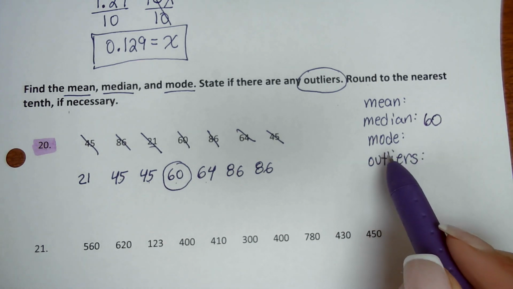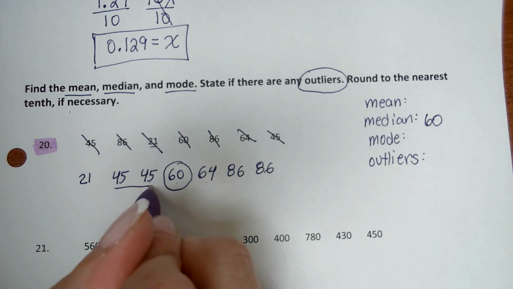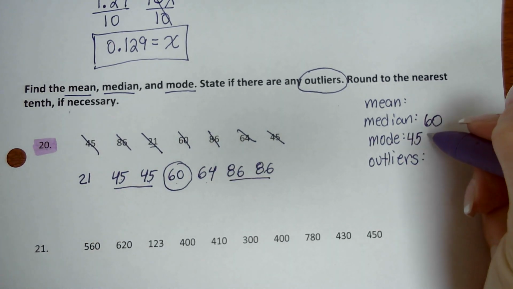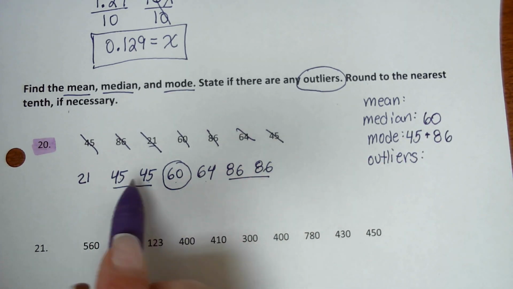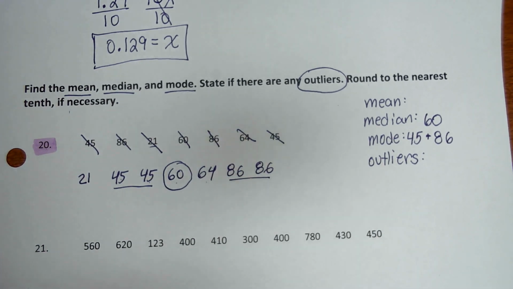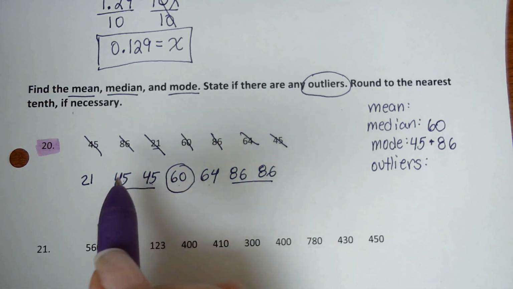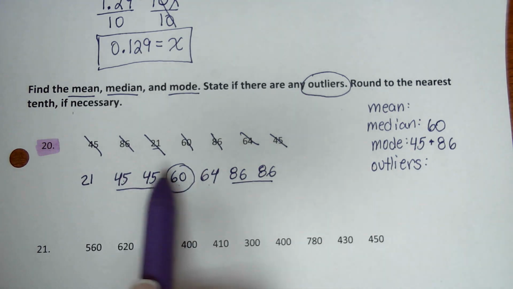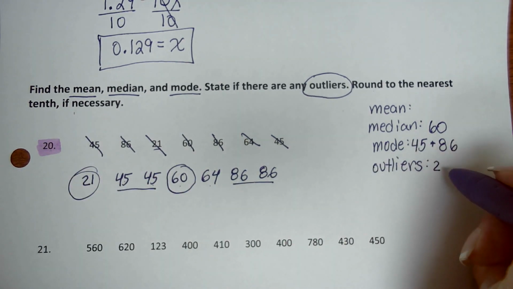Now the mode is the number that appears the most often, and we have 2 of those, 45 and 86. So both of those are the modes because they appear the same number of times. Now outliers would be any numbers that are very far from the rest of the group. And for this group, they're counting by 20s, but most of these numbers are 40 or above. So I'd say 21 is our outlier.